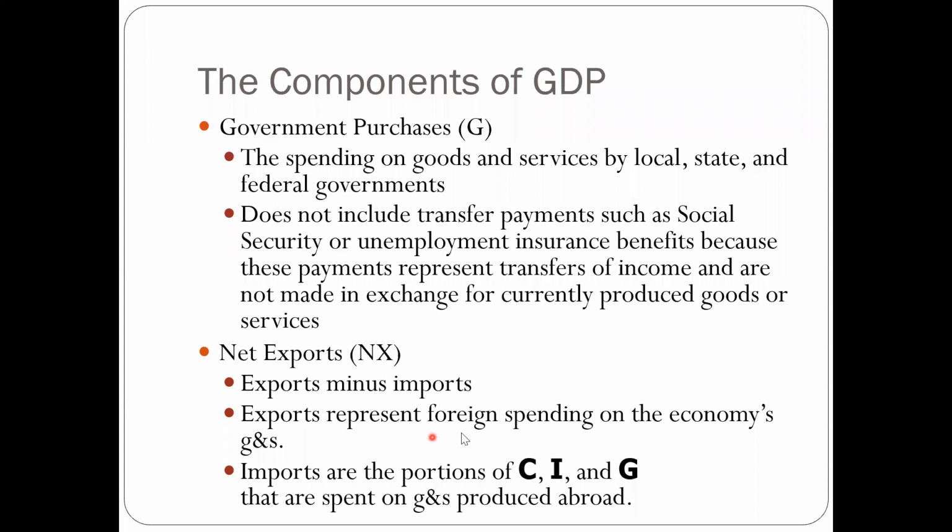So exports represent foreign spending on the economy's goods and services. Imports are the proportions of consumption, investment, or government spending that are spent on goods and services produced abroad. So I have two types of spending: exports, when there is foreign spending on the local economy's goods and services, and imports, the spending on goods and services produced abroad.